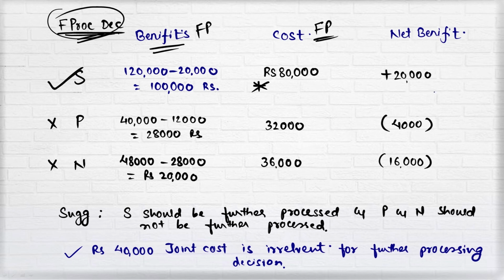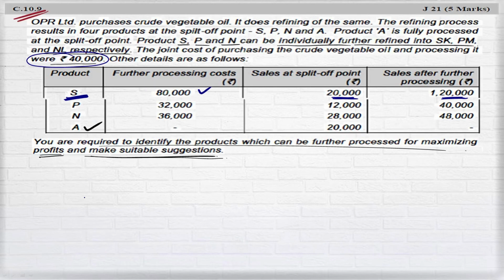So S will become SK and this all will remain P and N, and this will be the end of the point. What is given in the suggested answer, you should not write it down. They have not asked us profit or to distribute the joint cost. This is more than enough and you will be getting full 5 marks. This was 10.9.